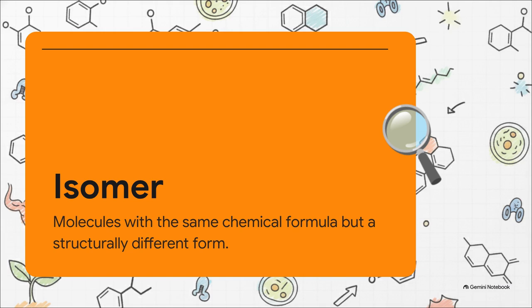An isomer refers to molecules that have the exact same chemical formula. So for glucose, that's C6H12O6. But they take on a structurally different form. It's kind of a mind-bending concept, right? The ingredients are identical, but the final shape is totally different.